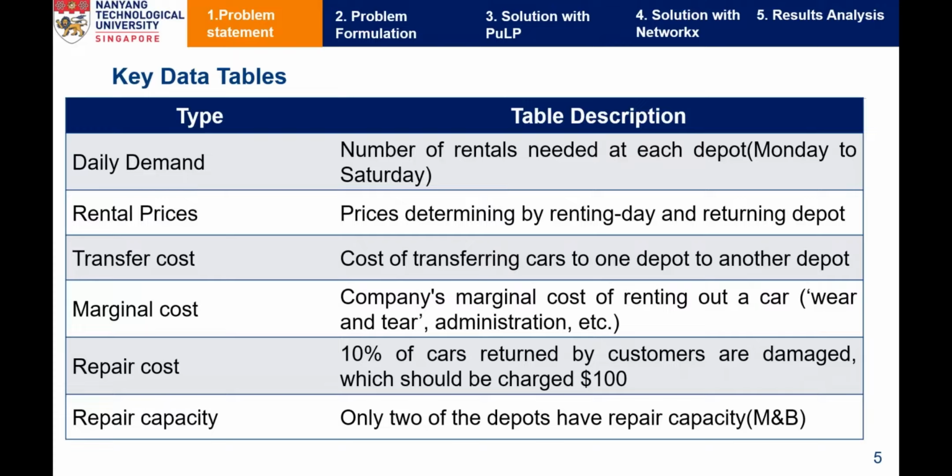A critical factor is repair cost, that is, 10% of returned cars are damaged, incurring a $100 fee each. And finally, note that only 2 of our depots have repair capacity, as indicated in the repair capacity table. This data is essential for our following planning.